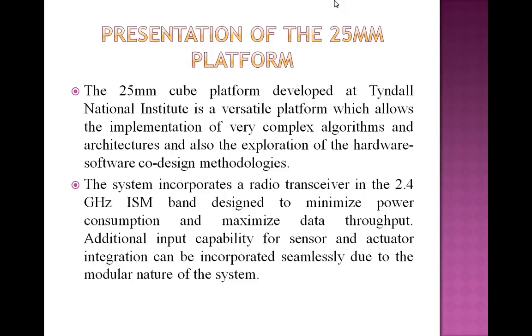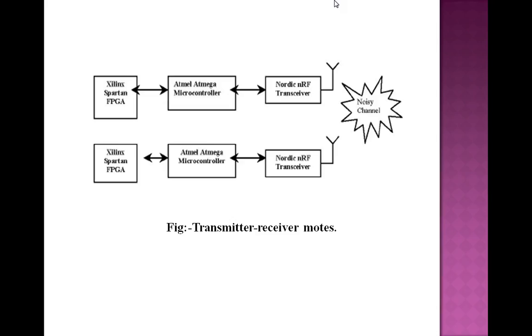Current consumption is very low, and a built-in power down mode makes dynamic power management easily realizable. This feature also helps us to quantify the benefits of various error control coding by keeping the lowest output power for this transceiver and measuring the range of communication. This is the block diagram of how the Xilinx Spartan is connected to the ATmega microcontroller and to the transceiver, and how the communication can be made. The transmitter and receiver modes are there. This is the antenna, and the noise channel is present.